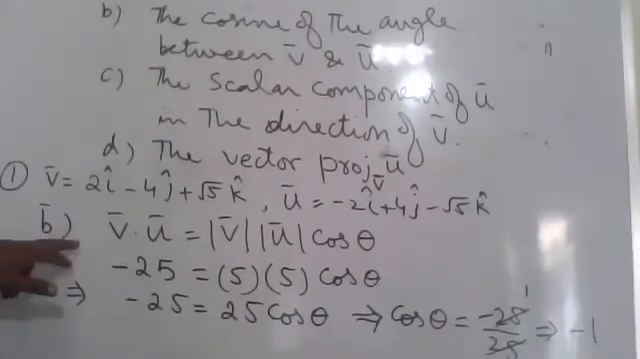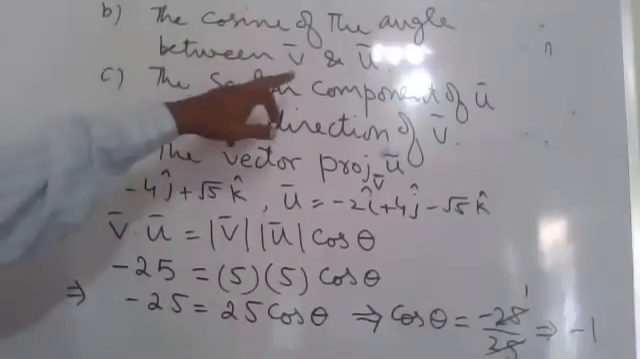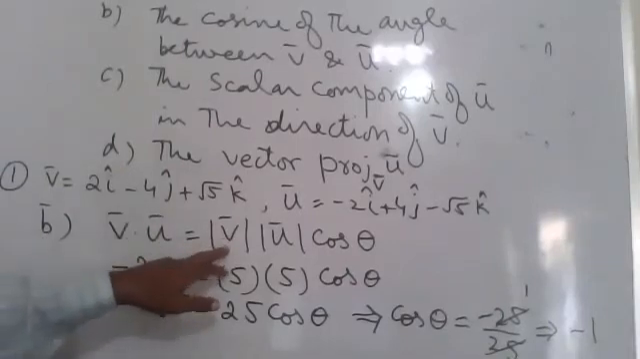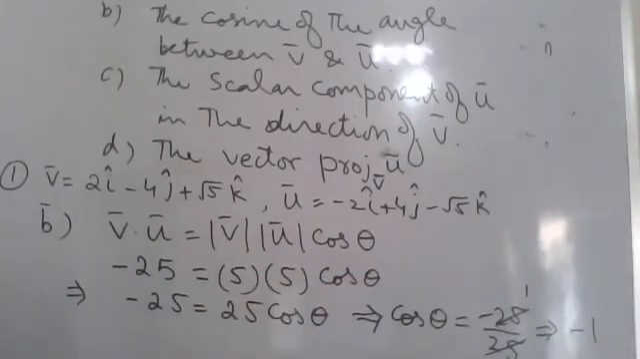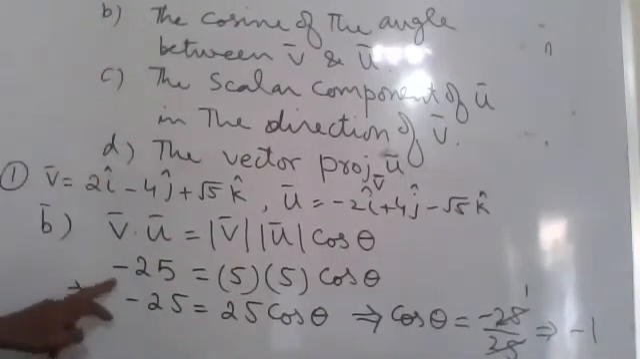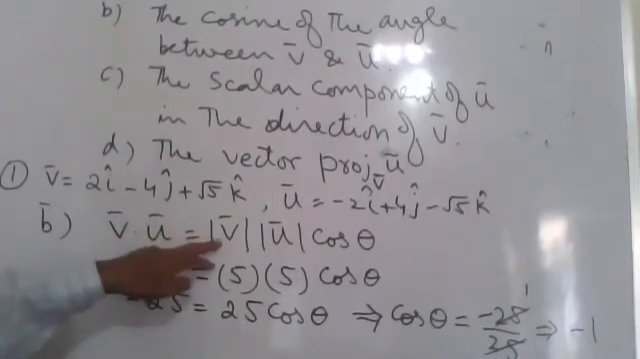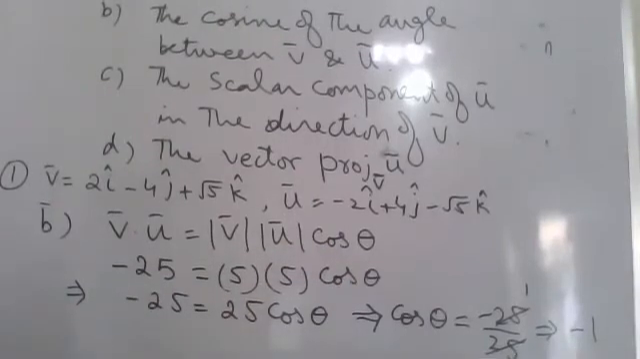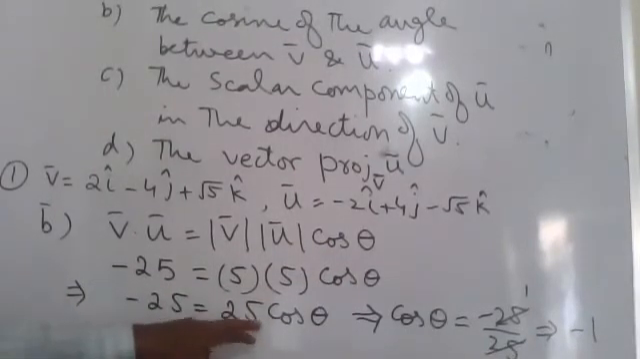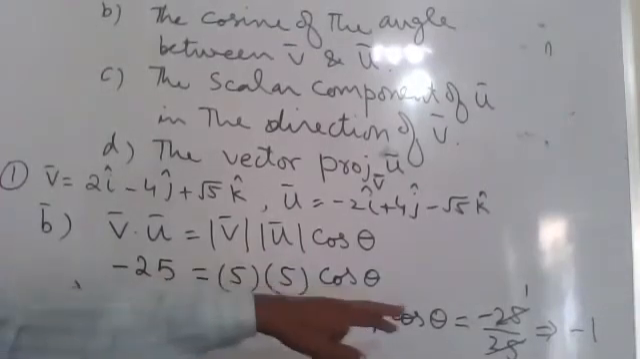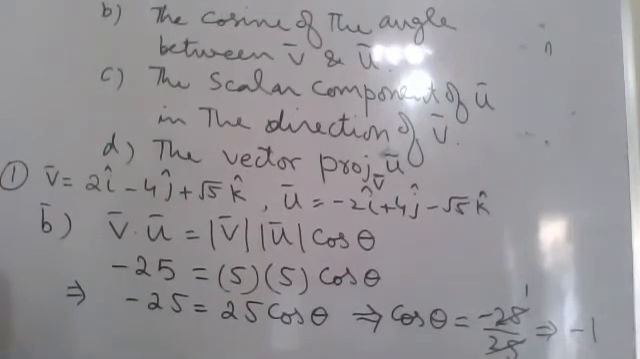Okay, so B part I have done: the cosine of the angle between V and U. We will use the formula V dot U is equal to the magnitude of V into magnitude of U into cos of theta. V dot U we already found in the A part, that was minus 25. The magnitude of V is 5, magnitude of U is also 5. So minus 25 is equal to 25 cos theta. To find cos theta, we divide minus 25 by 25. The answer is minus 1. In this way, we have done the B part.